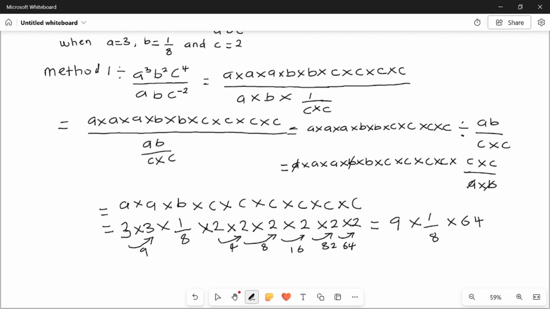We can see cancel out here, because 8 into here will give us 1, and 8 into 64 will give us 8. So what will be left is 9 times 1 times 8. And 9 times 1 is 9, and 9 times 8 is 72. So our answer will be equals to 72.